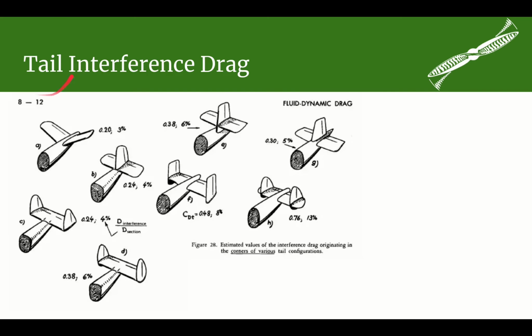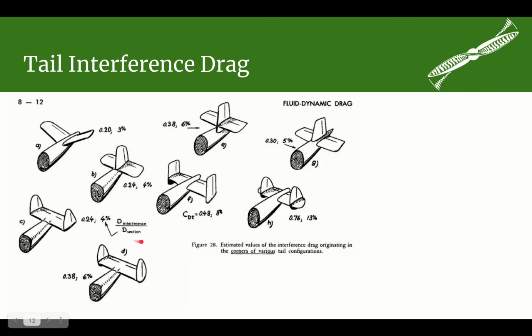Now, this is another picture from Horner's book where they compared various tail arrangements on airplanes to try to figure out how much of the tail drag is going to be interference drag. Now, they did not do these tests in wind tunnels. It was done analytically. And what they wanted to find out is what percentage of the interference drag is compared to sectional drag. So it would basically be the drag of the tail ignoring the interference drag.